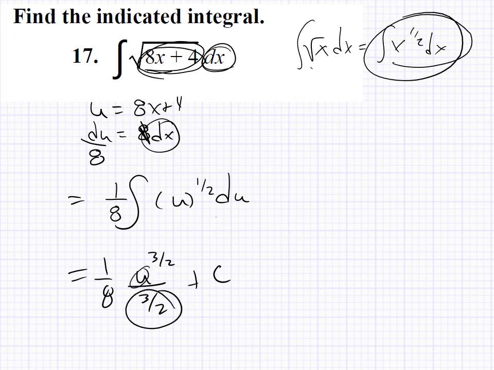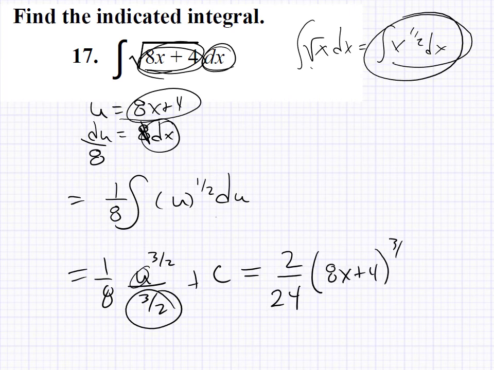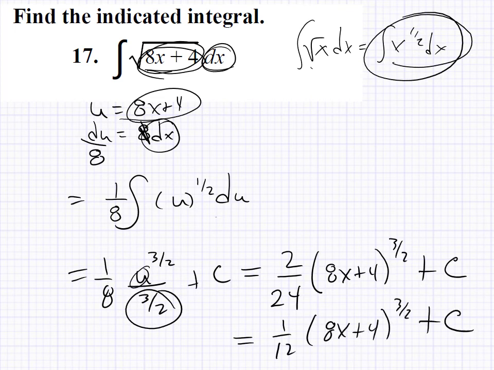And then the u will have to get replaced with what it was equal to in terms of x. So what I end up getting here is 2 over 24, which I'll simplify, times 8x plus 4 to the 3/2 plus c. Now this can simplify into just 1/12 times 8x plus 4 to the 3/2 plus c. And there's your answer.